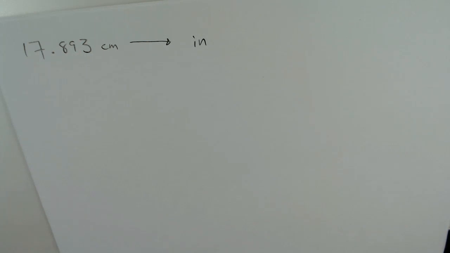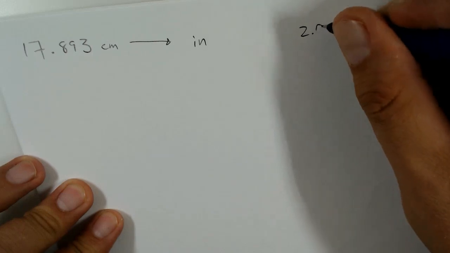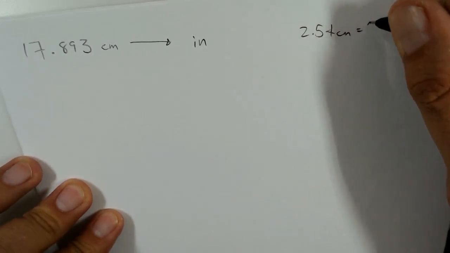All right, so the conversion I want to try here is, suppose we were going from, let's say, 17.893 centimeters, and I want to convert that to inches. The conversion factor that's given here is a little bit different than the one I remember, but they're all kind of working here anyway. Oh, they do have it on here. It is 2.54 centimeters is equal to 1 inch.